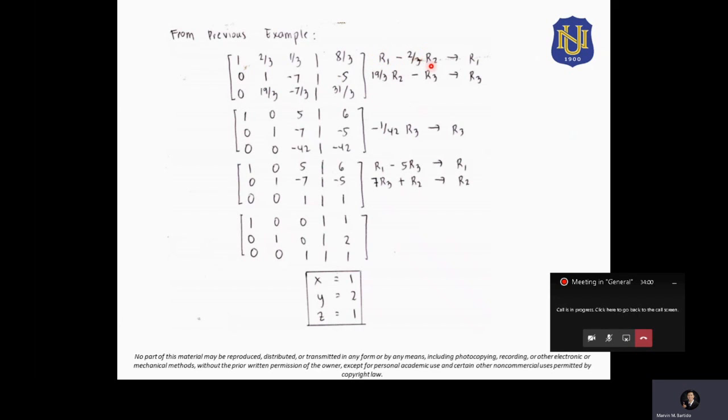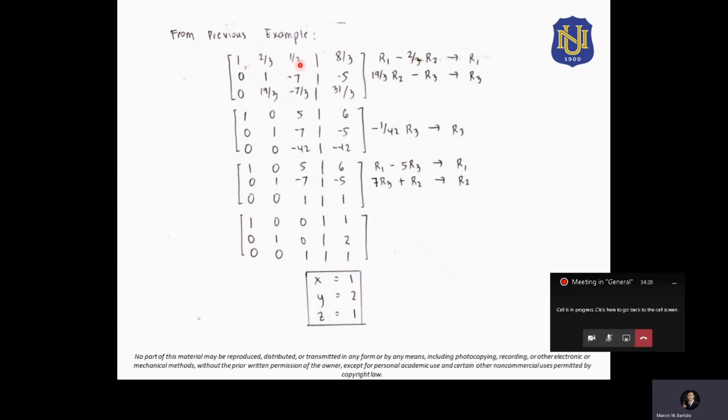So we have to subtract yung 2/3 R2 from R1. Okay, so that will be R1 minus 2/3 R2. And that will be the new first row. So that will be R1, which is 1 minus 2/3 ng R2, which is dito 0, no? So ang mangyayari, that will still be 1. Now, 2/3 minus 2/3 ng R2, which is 1. Okay, so that will give you 0.